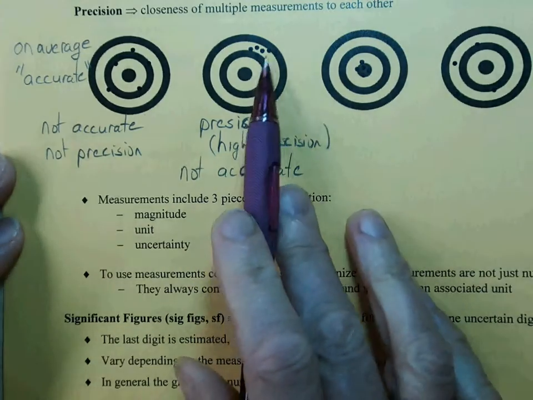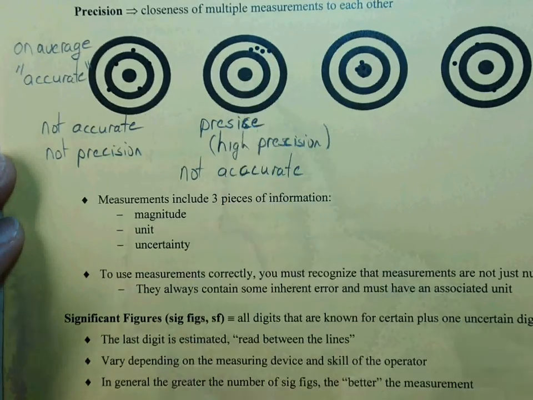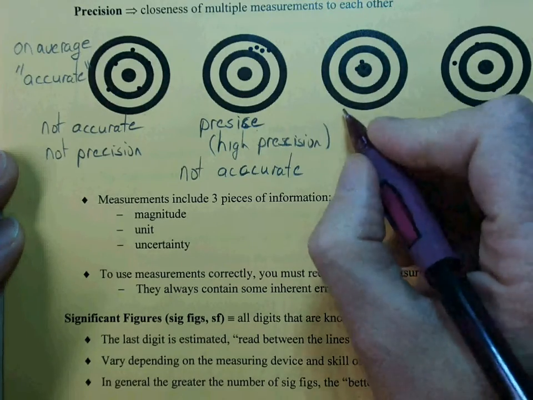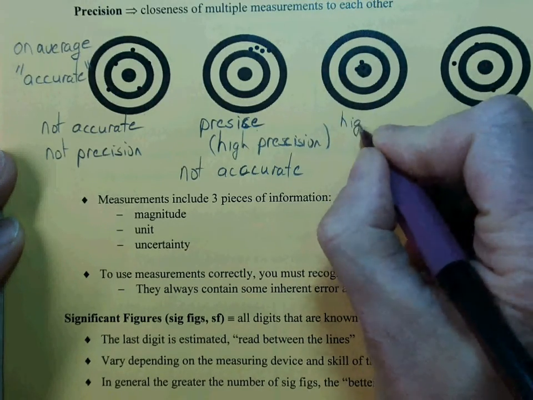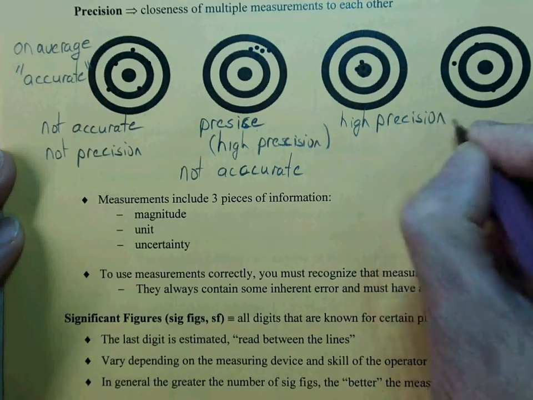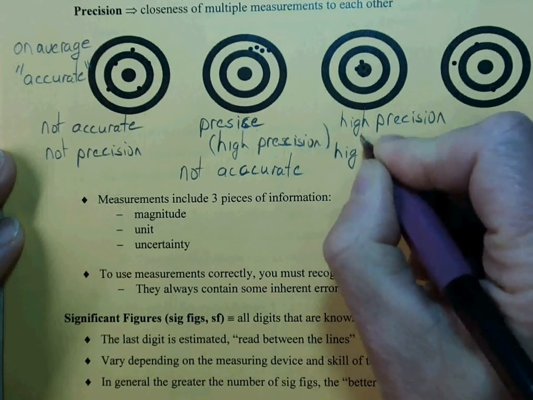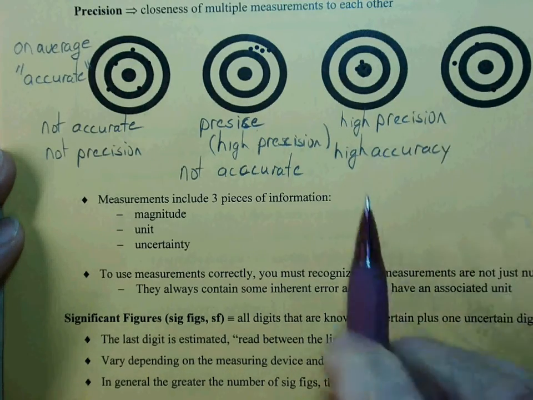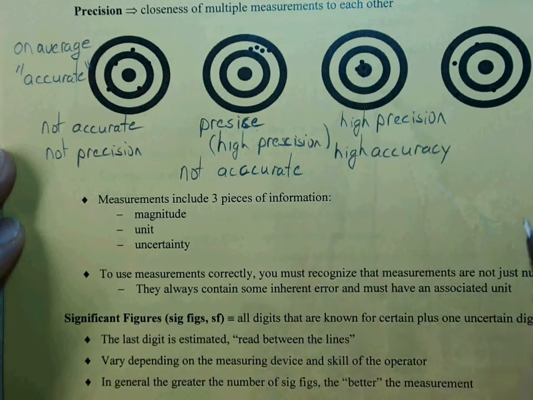The measurements are very close to each other, yet they're far from the true value. Here's where we really want to be. This indicates where we have a high level of precision and a high level of accuracy. The measurements are very close to each other, and they're all very close to the true value.